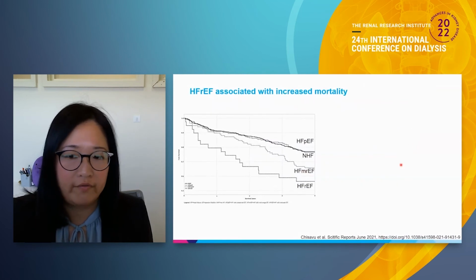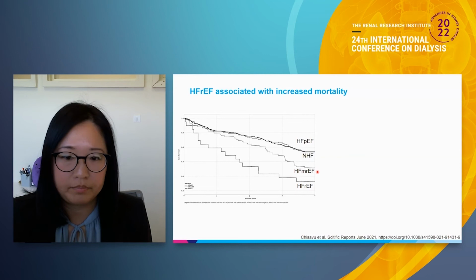So not only is heart failure extremely common, it's also associated with mortality. Here you can see that patients who had heart failure with reduced EF had the lowest survival compared to patients with no heart failure, patients with heart failure with preserved EF, and patients with moderately reduced EF.